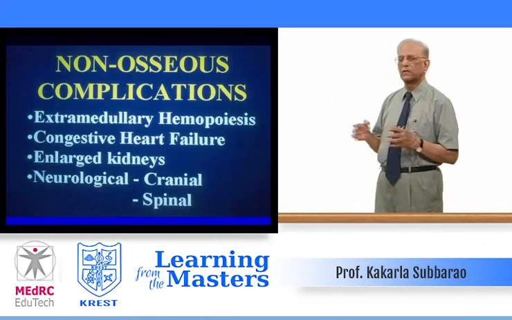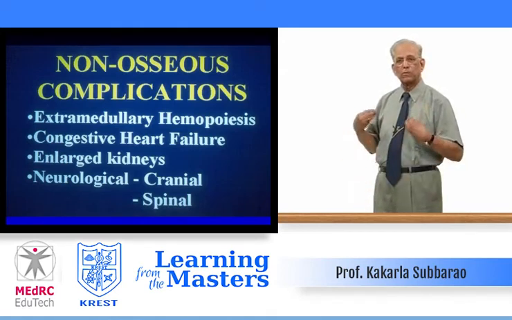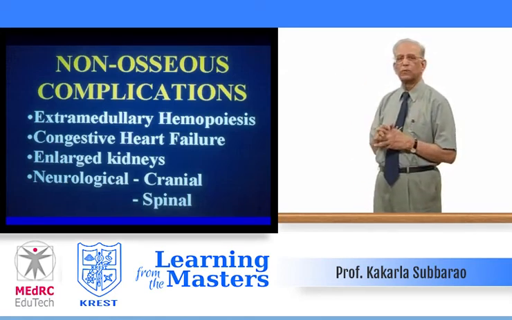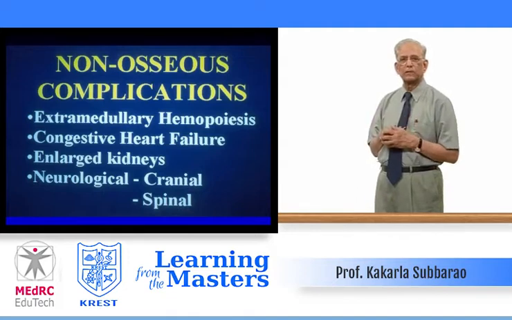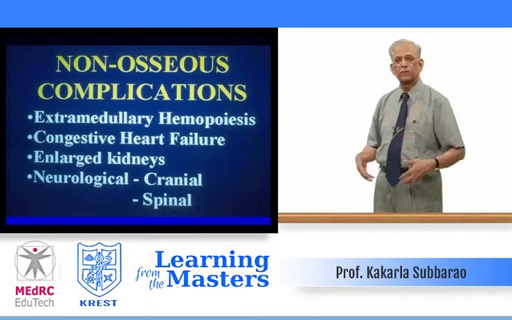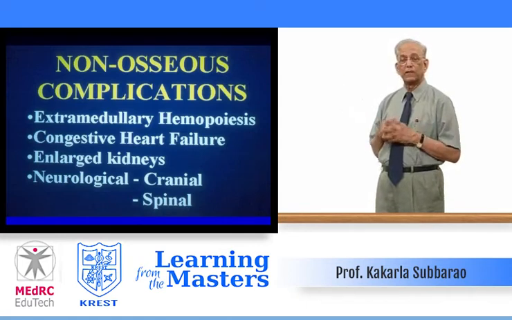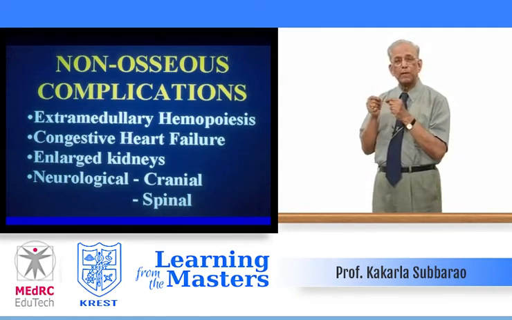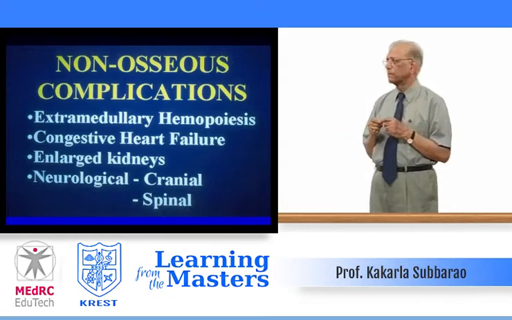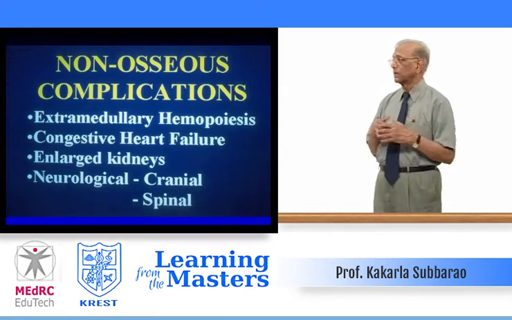And what are the non-osseous complications? If there is polyostotic disease, most of the marrow is involved, so extramedullary hematopoiesis occurs. There may be an enlarged spleen, there may be enlarged nodes. And since there is increased flow of blood to the pagetoid process, when there is polyostotic disease, congestive heart failure may occur. At times they thought there were multiple microaneurysms, but that's not proved correct. Enlarged kidneys, again due to extramedullary hematopoiesis, and also due to the increased flow of blood through the renal arteries.